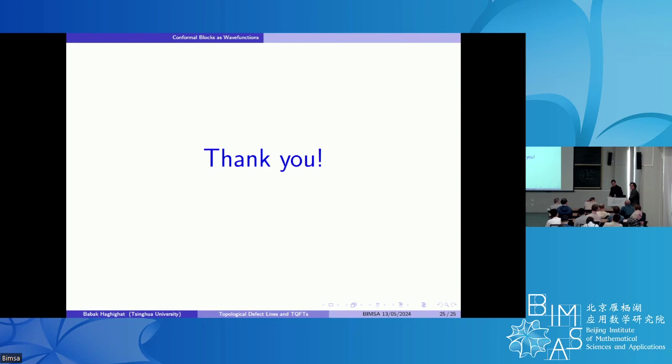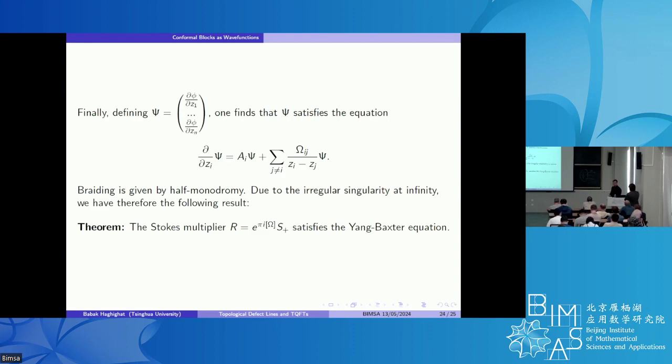Hi, Babak. Very nice talk. I have a question. From this wave function, you can get the R matrix and F matrix. Compared with solving the Yang-Baxter equation, how hard is it? Is it easier to use this wave function to find the R matrix? Well, in this particular case, it's not so easy. You still have to do some work. You have to deduce these Stokes matrices. But once you have this structure, you can also do that.